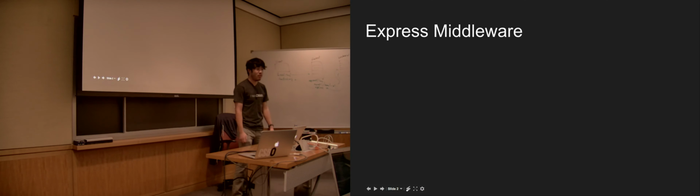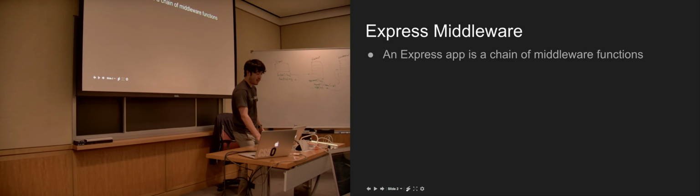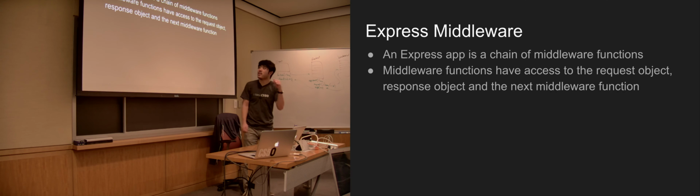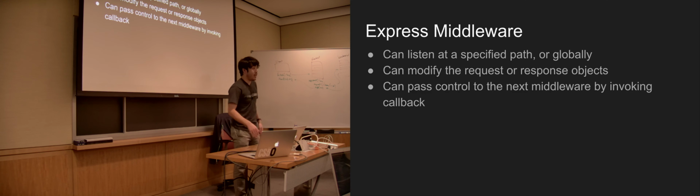All right, middleware and REST. Express middleware does what? Anything, whatever you want it to do, right? You can create your own middleware functions, and they all have access to three things: the request, response, and next. And they can all listen at any path and execute some sort of function.